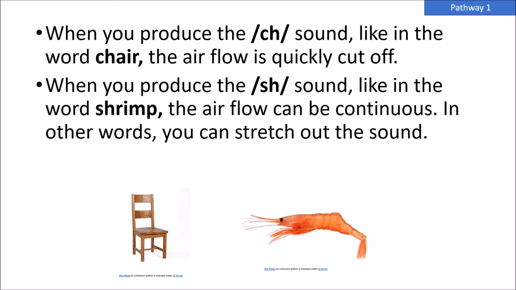When you produce the sh sound, like in the word shrimp, the airflow can be continuous. In other words, you can stretch out the sound. Repeat after me. Sh, sh, sh, shrimp. Because both sounds are produced similarly in your mouth, they can sometimes be a little confusing, so make sure that you're focusing on the airflow in your mouth.